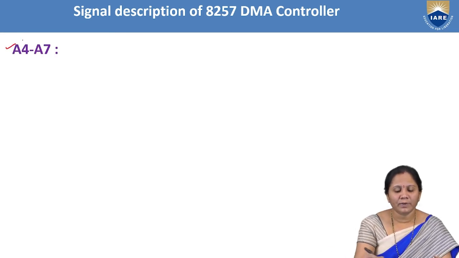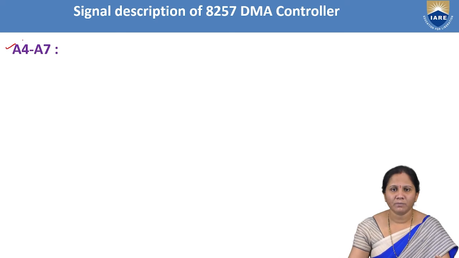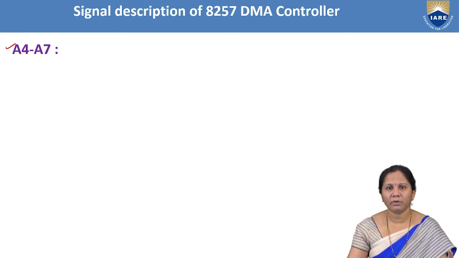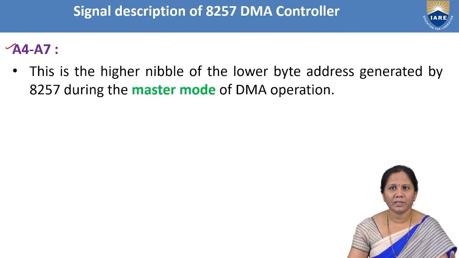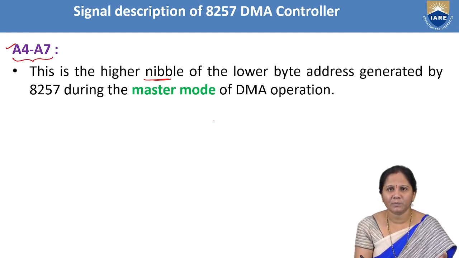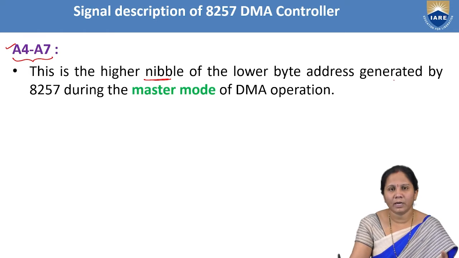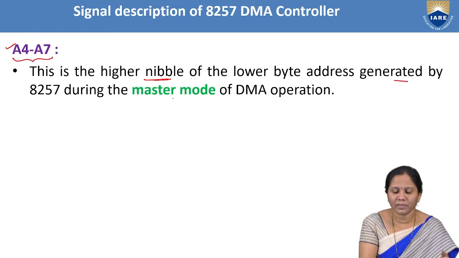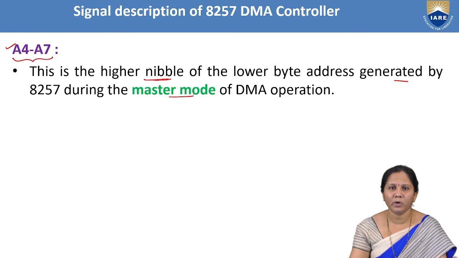And next one is A4 to A7. So totally we have address lines here from A0 to A7, where A0 to A3 are the address lines used to select the registers, whereas A4 to A7 represent the higher nibble of the address. This A4 to A7 comes under the higher order bits of the address bus. These are the higher order address lines generated by 8257 during the master mode of DMA operation.